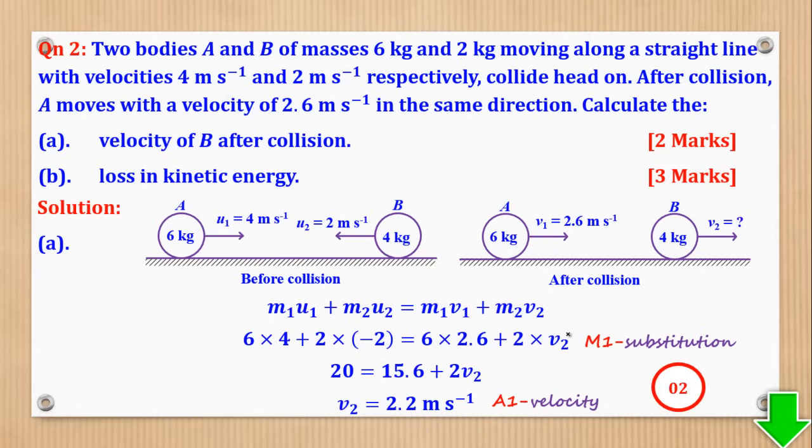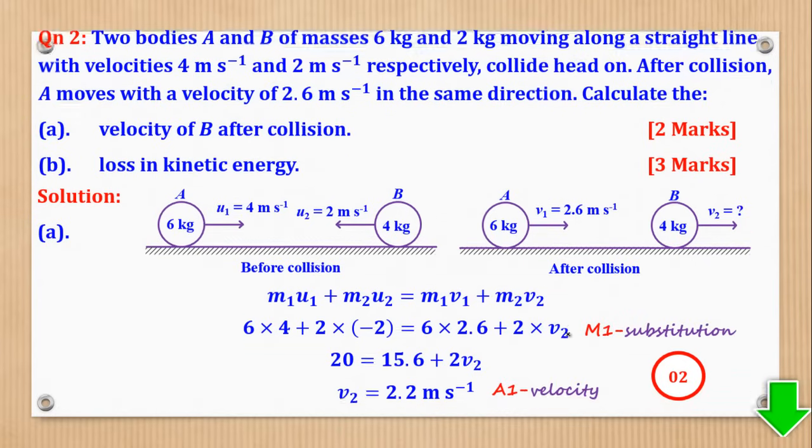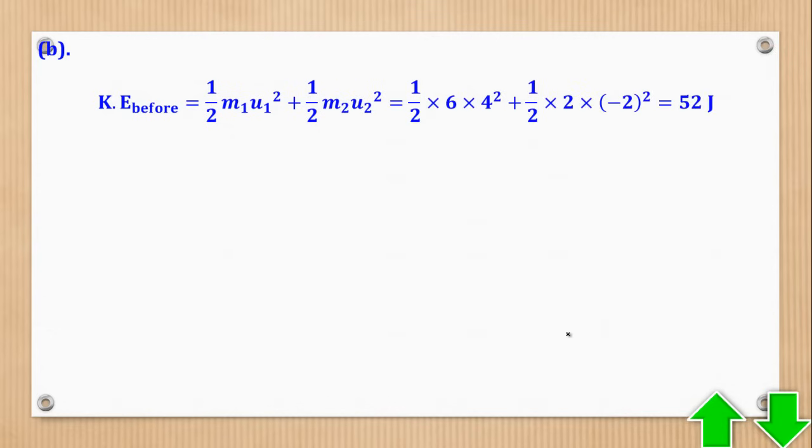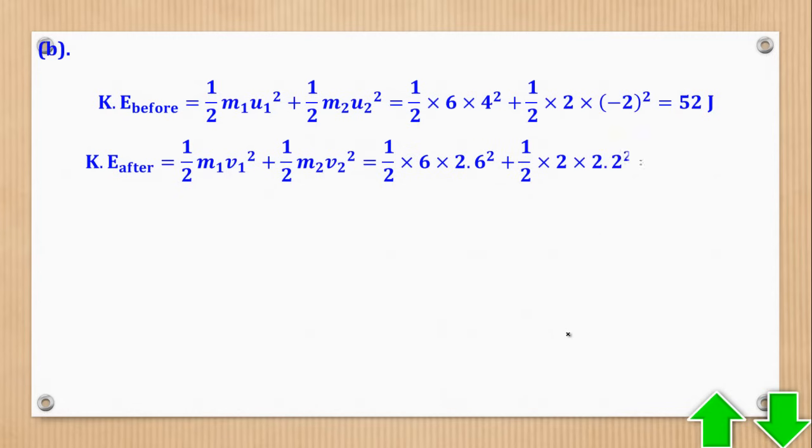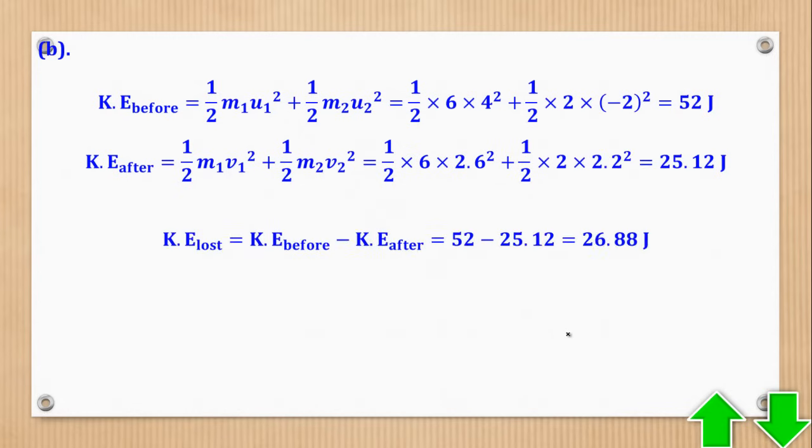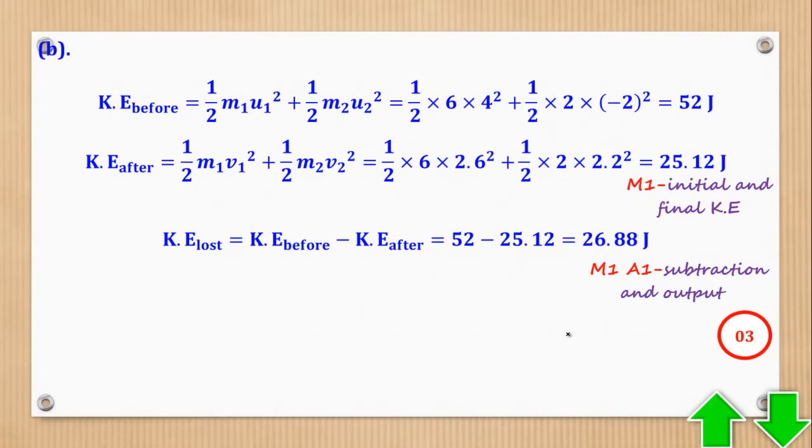Then part B, they want the loss in kinetic energy. Loss means the final was smaller than the initial. Therefore, it will be got by saying initial KE minus final KE. Good enough, we have the masses and the velocities. So kinetic energy before, which is the initial, is that. Then kinetic energy after, which is the final, is that. Then next we subtract initial minus final to give you the loss in kinetic energy. And that's what they wanted.